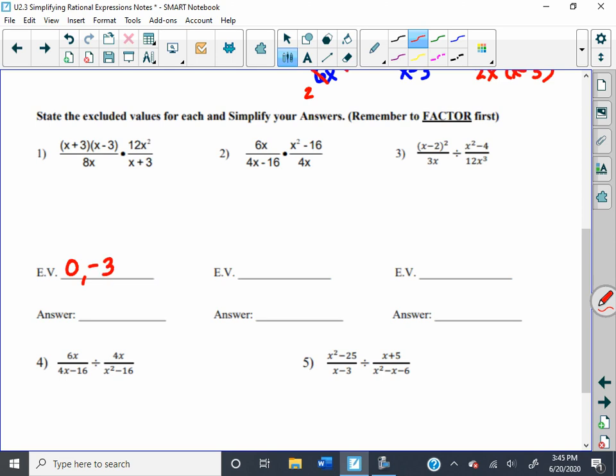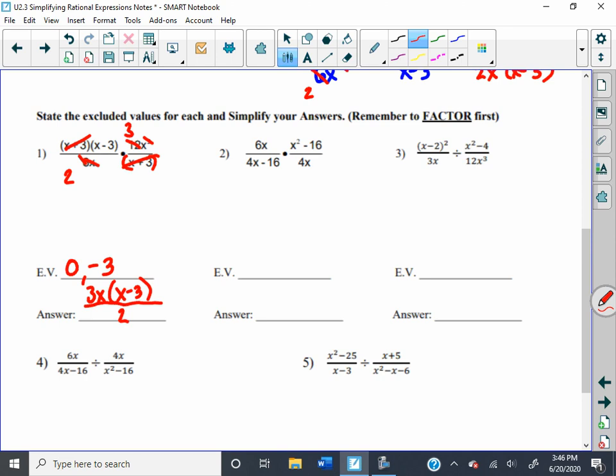So when I cross cancel, the x plus 3 binomial can cancel with the x plus 3. I can divide 8 and 12. 8 can be divided by 4, turns it into a 2. 12 can be divided by 4, that turns to a 3. The x on the bottom can cancel with the x squared, one of them. And that looks like it. So be careful with your canceling that you don't cancel too much. On top, 3x, x minus 3. And then on the bottom, looks like 2.